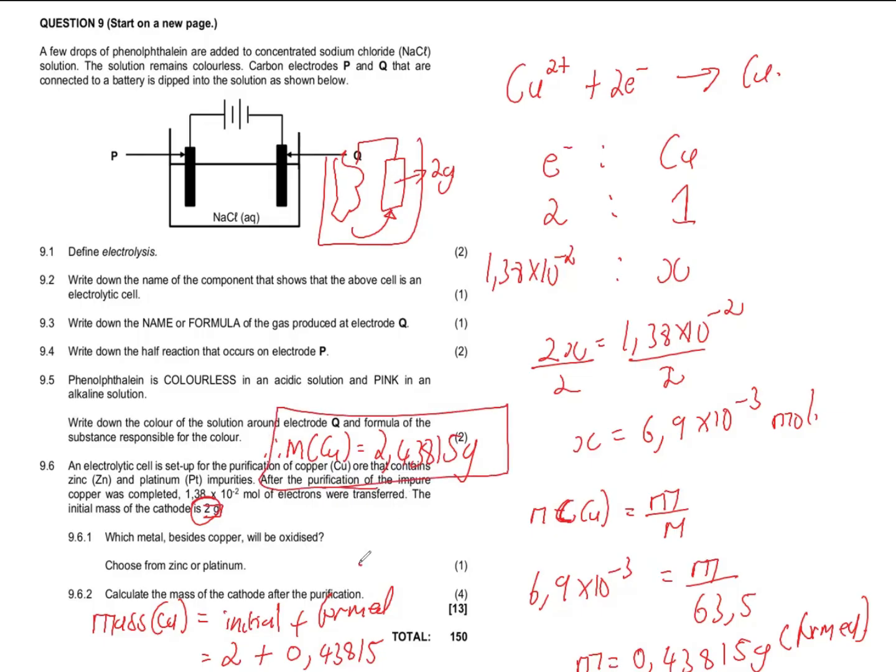Hallelujah. So that's it. That's your whole Eastern Cape exam for a total of 150 marks. So that's how you were supposed to go about answering all these questions, guys.